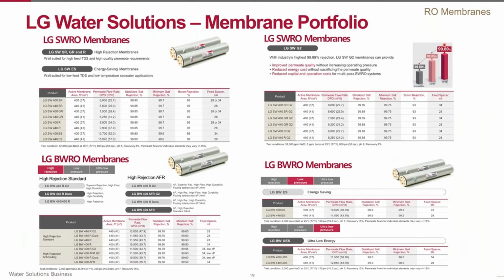Today, LG Chem produces the full line of seawater and brackish water thin film nanocomposite reverse osmosis membranes that can be selected for various applications. We can offer the highest rejection seawater membranes in the market, so-called G2 membranes, with 99.89% rejection, and a broad spectrum of brackish water membranes, varying from high rejection membranes with the rejection 99.78% and anti-fouling membranes to low and ultra-low pressure membranes. For details, you can go to our website and see all the specifications.